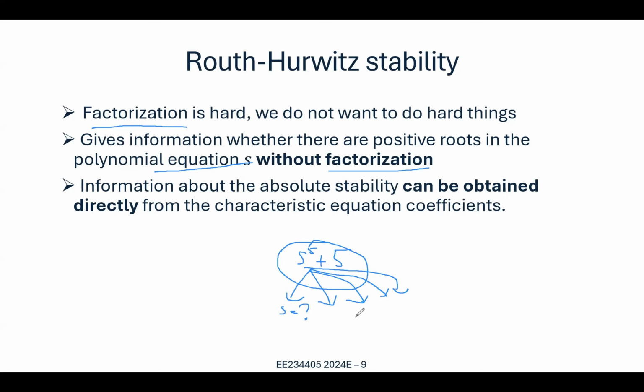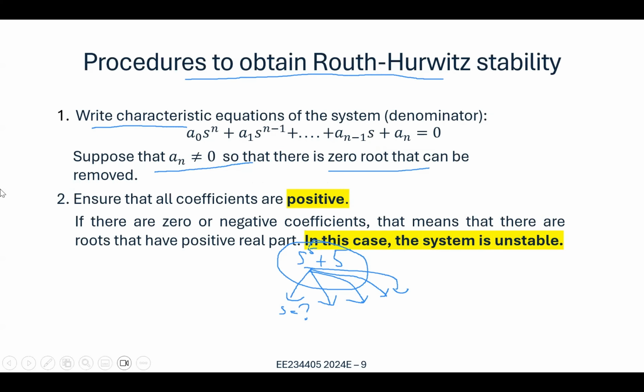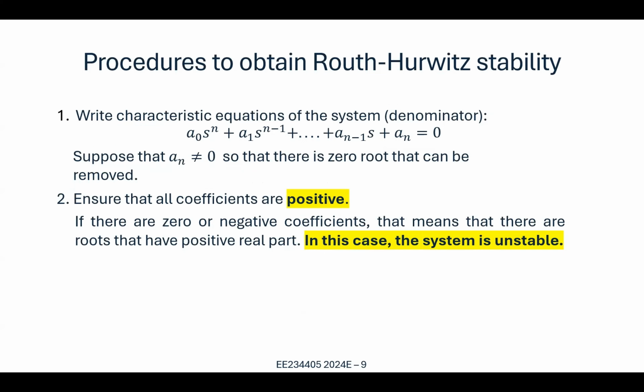What we learned previously is that we have to know the exact value of s to obtain the stability of the system. But here, with Routh-Hurwitz stability, we can bypass that, and by looking at some patterns of the equations, we can determine whether the system is stable or not. So these are some procedures to obtain the Routh-Hurwitz stability.